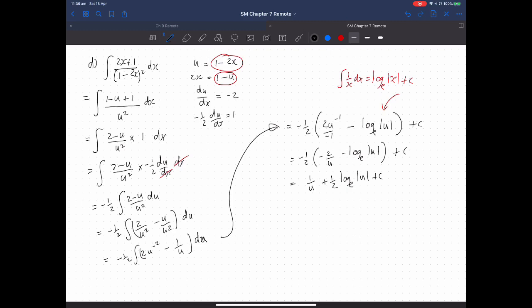We've now got an answer in terms of u. We want to get our answer in terms of x. u was equal to 1 minus 2x. So we're now going to replace u with 1 minus 2x. So we get 1 over 1 minus 2x plus 1/2 log e of the modulus of 1 minus 2x plus c.